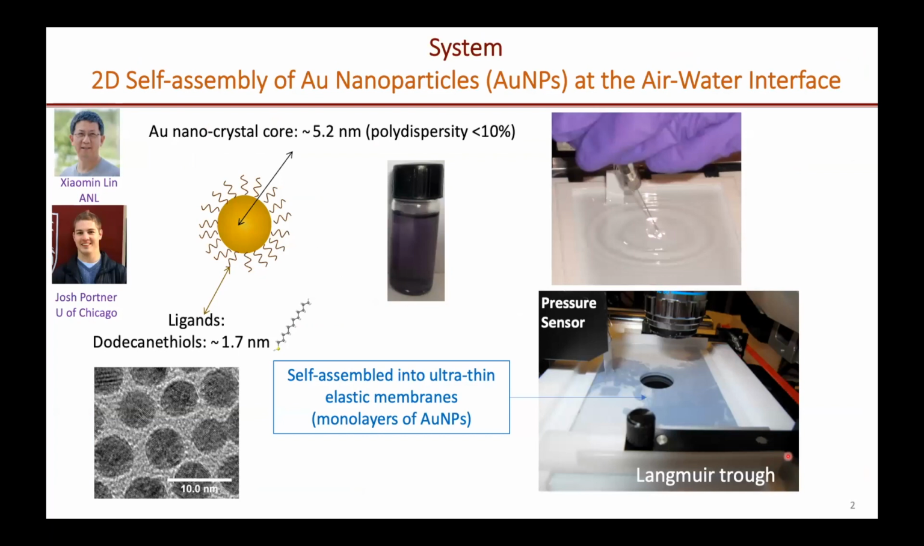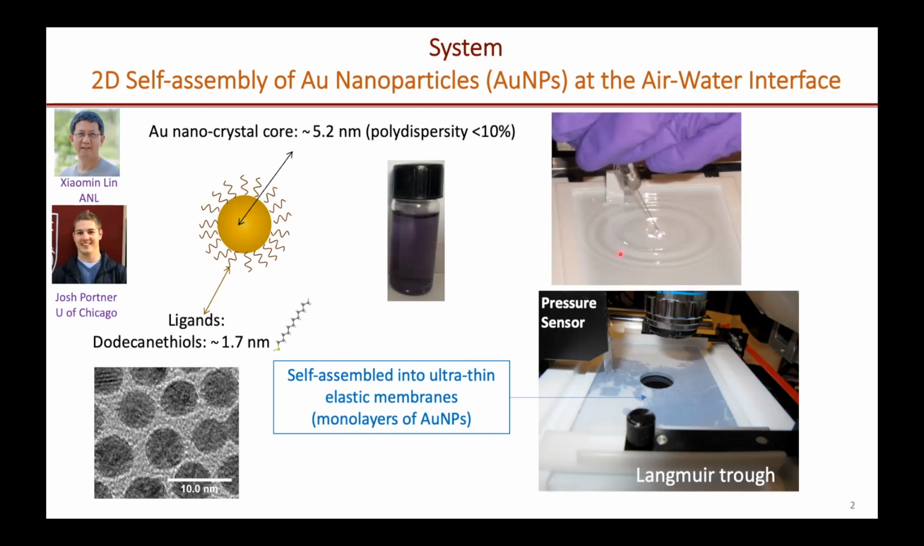The system we study is a 2D self-assembly of gold nanoparticles at the air-water interface. Xiaoming Ling from Argonne National Lab and Josh Portner from the University of Chicago synthesized the particles for us. The cores are about 5.2 nanometers, with quite a narrow size distribution. They're passivated by dodecanethiols, and we suspended them in toluene.